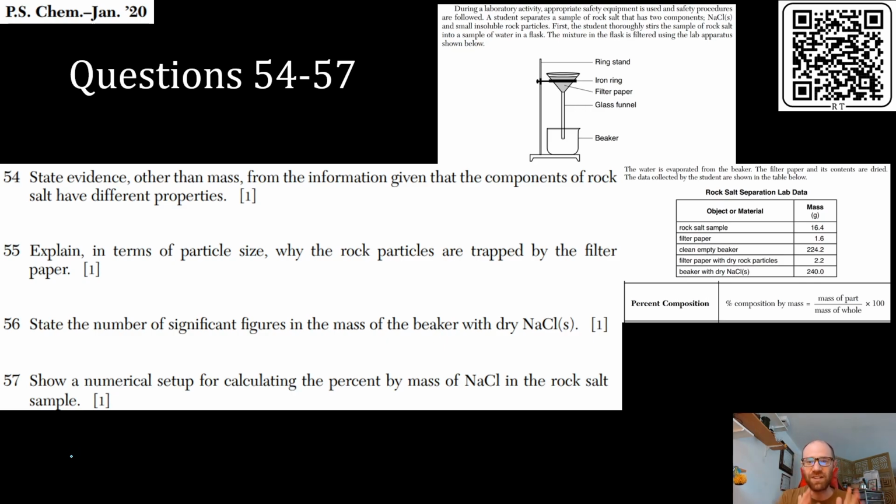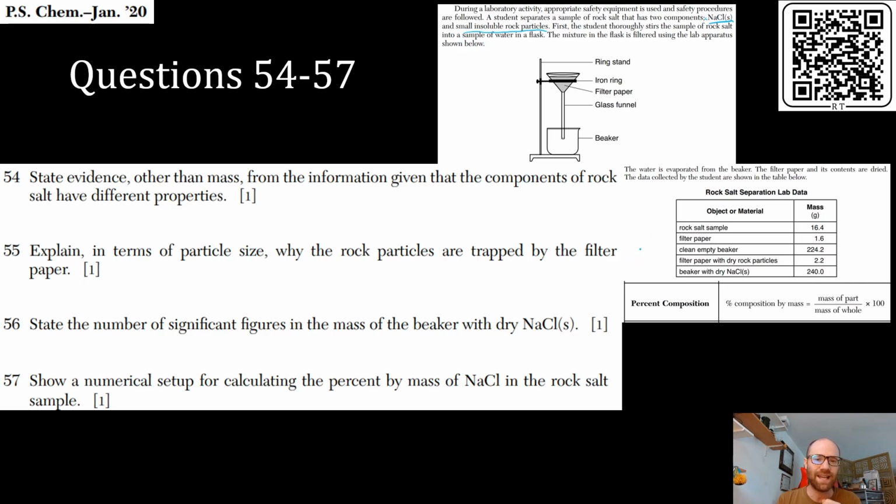The next 4 questions all have to do with this laboratory setup. We've got a ring stand, filter paper, a funnel, and a beaker. So we're filtering a sample. We've got rock salt, which has solid sodium chloride, it says here, and some insoluble rock particles, literally rock salt. We're going to stir the sample of rock salt into water and then filter the mixture that you get afterwards.